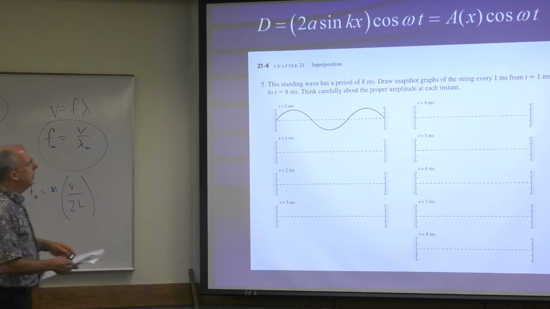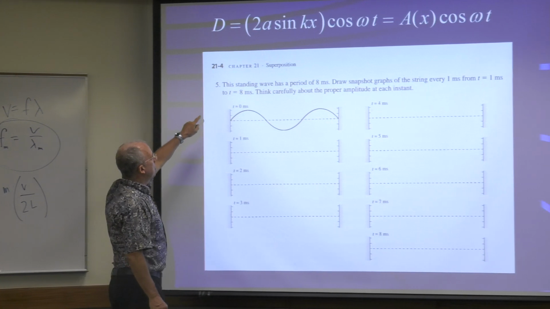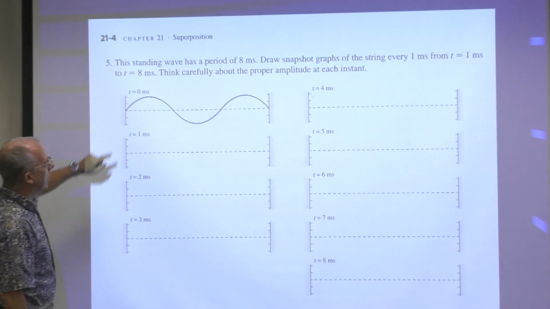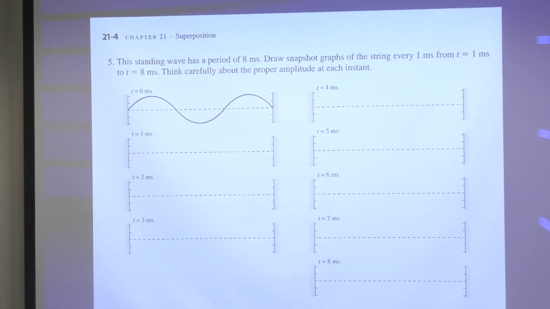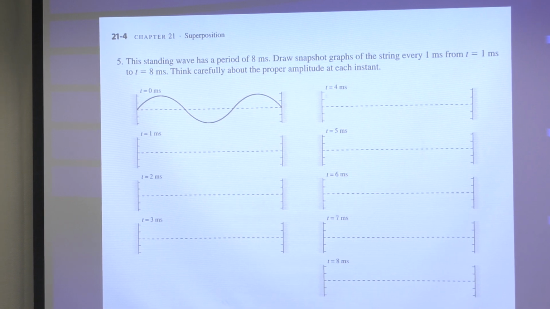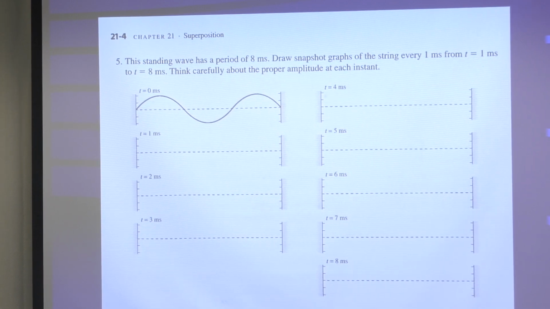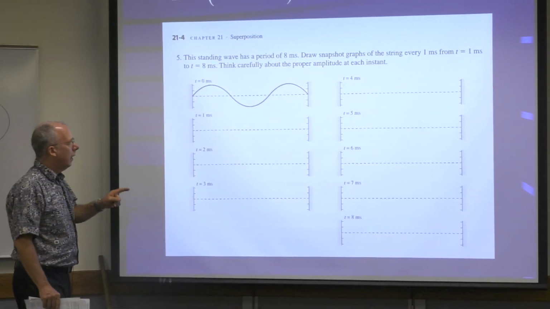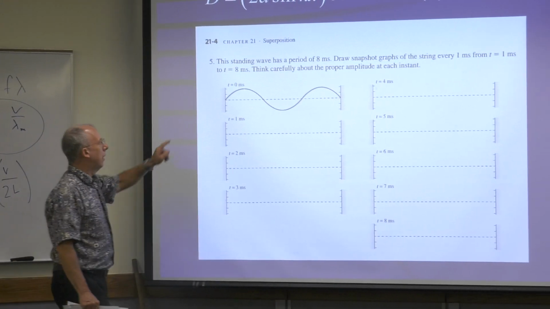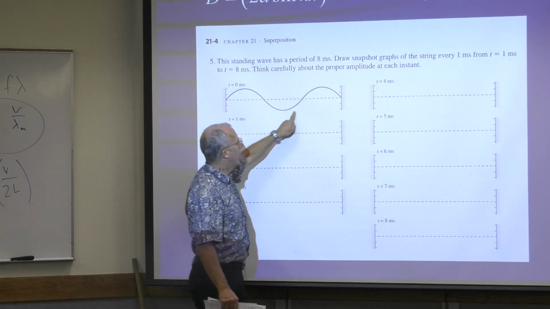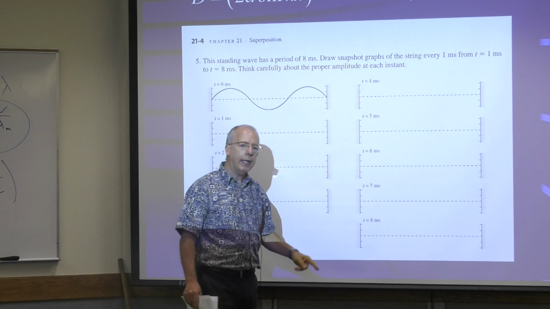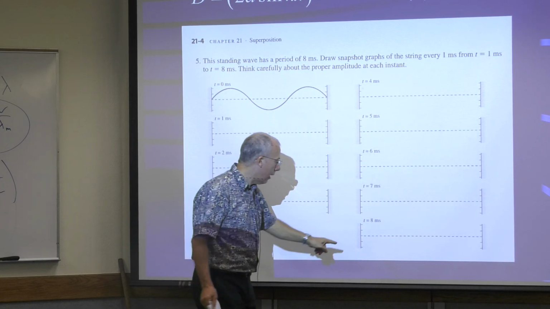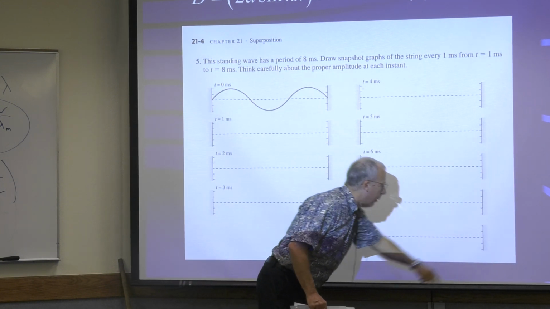Okay, so here's a question. This standing wave has a period of 8 milliseconds. Draw snapshot graphs of the string every 1 millisecond from 1 to 8. Okay, now let's not do any math. Let's just think about it. The period is 8 milliseconds. So this is what it looks like at 0. So therefore, what's it going to look like at 8? Well, the same thing, right? It's going to look exactly the same.